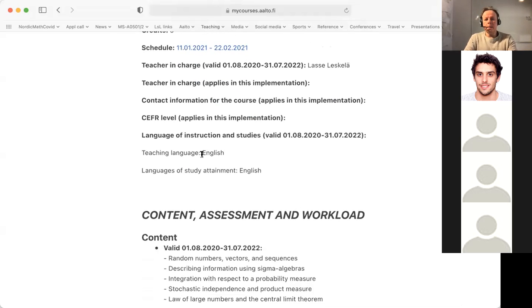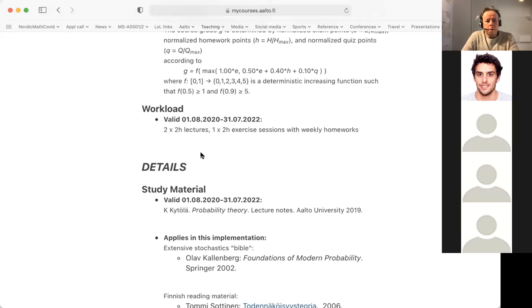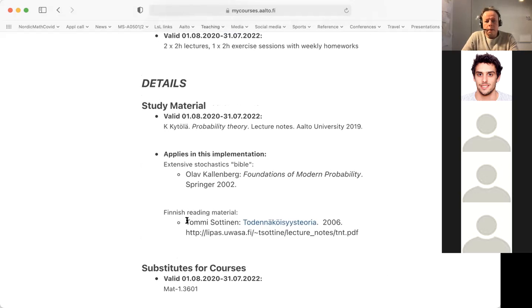Teaching language is English. If you don't like English, you can learn this course in Finnish as well. If you would like to learn this course in Finnish, then I recommend checking out the excellent Finnish lecture notes by a colleague, Tommi Sottinen from the University of Vaasa. He wrote wonderful lecture notes in Finnish about precisely these topics. So that is available online.